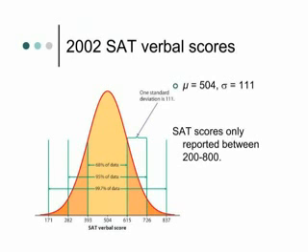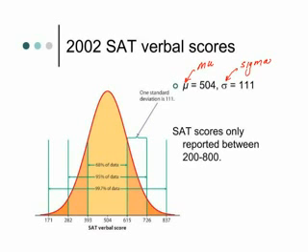Now, let's add some actual numbers to our distributions. In 2002, the SAT verbal scores were normally distributed with a mean of 504 and a standard deviation of 111. Because the SAT is administered and scored by one company, the population parameters of the full data set are known. That's why we're using the Greek letters mu and sigma, both lowercase, to designate the mean and standard deviation respectively.